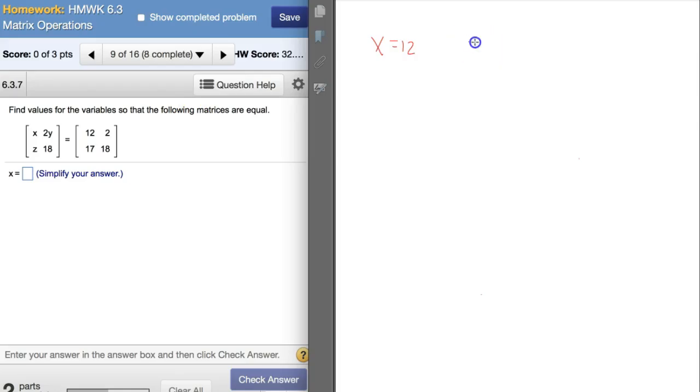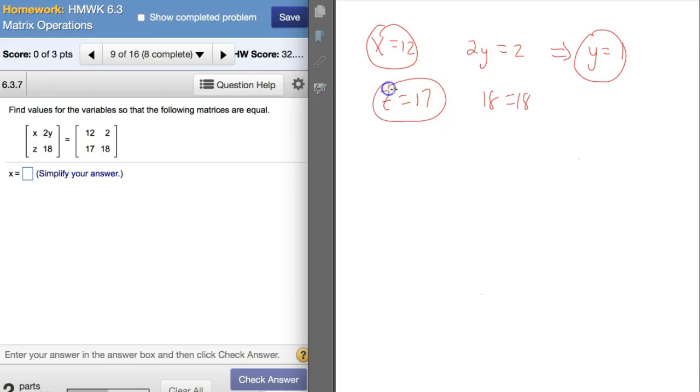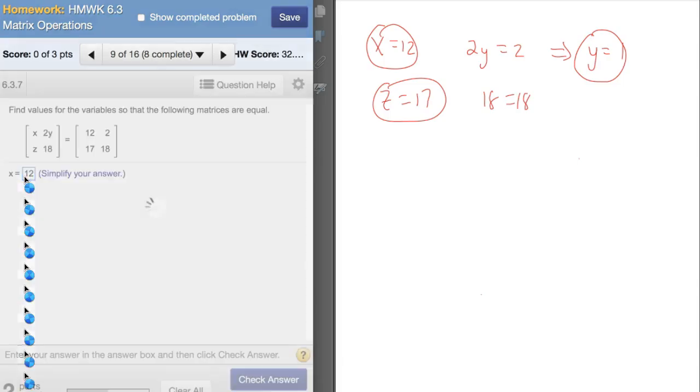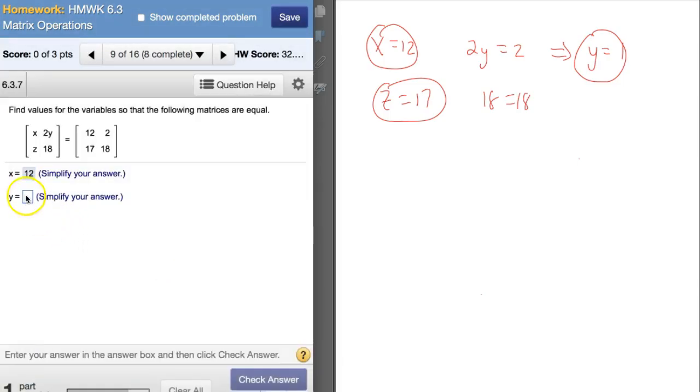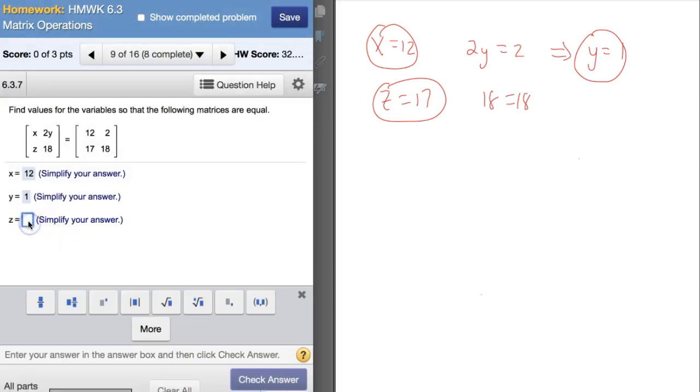We also see that 2Y is going to have to equal 2. We see that Z will have to equal 17. And of course, 18 equals 18, so we already know that. So here we know that our X is 12. And from 2Y equaling 2, we know Y is going to equal 1. So we got an answer for X, we got an answer for Y, and of course we got an answer for Z. So we'll just go ahead and enter in that information. So X, Y, and Z.